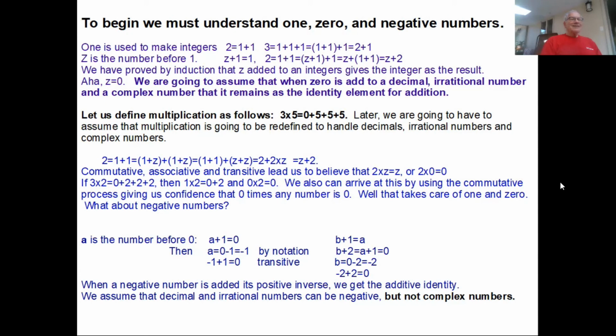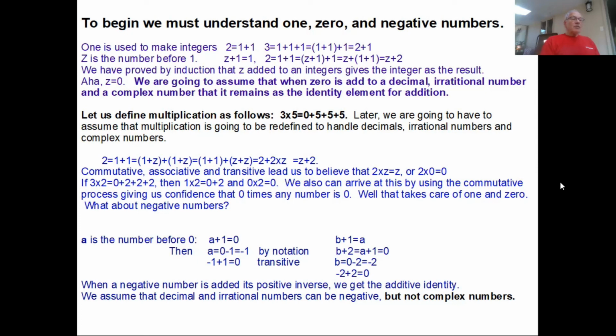Aha, z is equal to 0. We are going to assume that when 0 is added to a decimal, an irrational number, and a complex number, it remains the identity element for addition. That's why we had the properties. As I've shown it here, but I don't know how, or have not tried to do it for numbers other than integers. And let us now define multiplication.